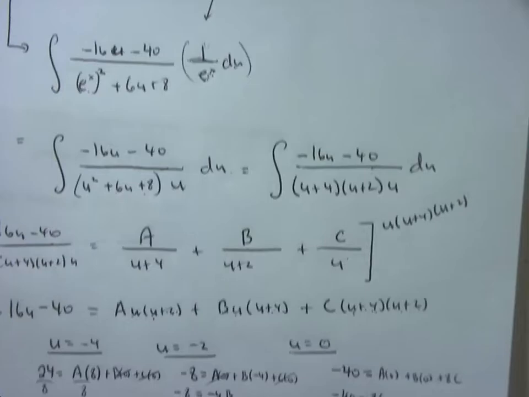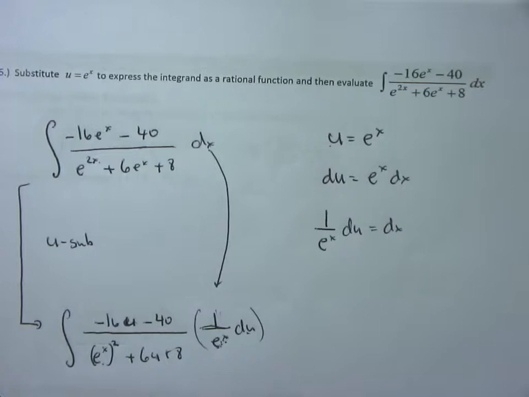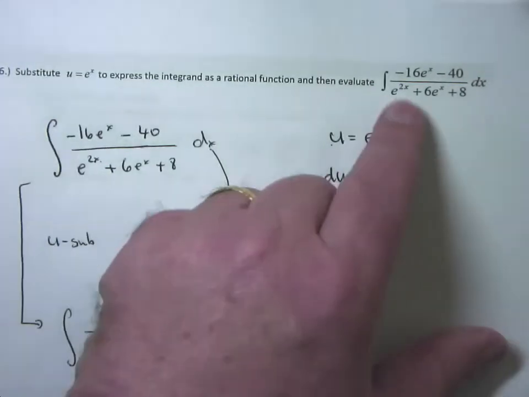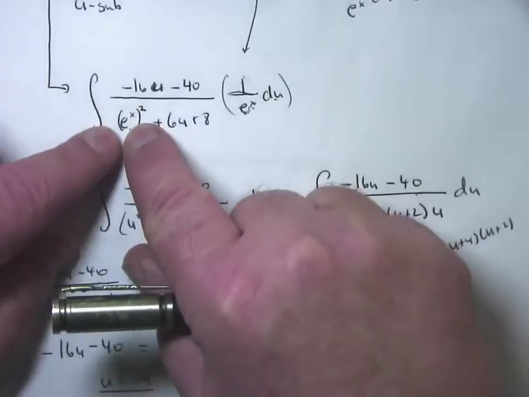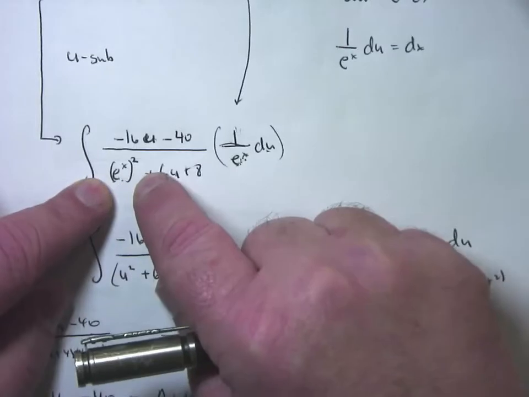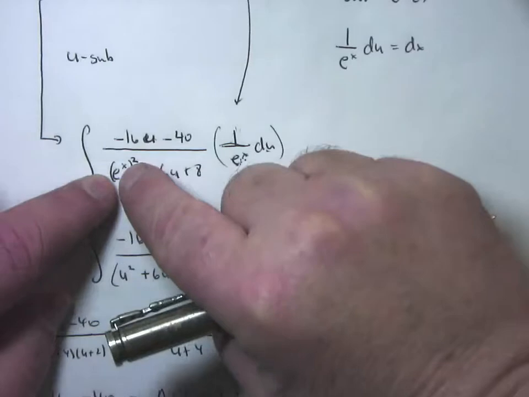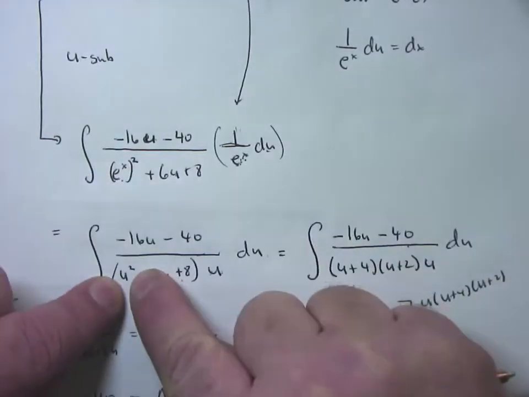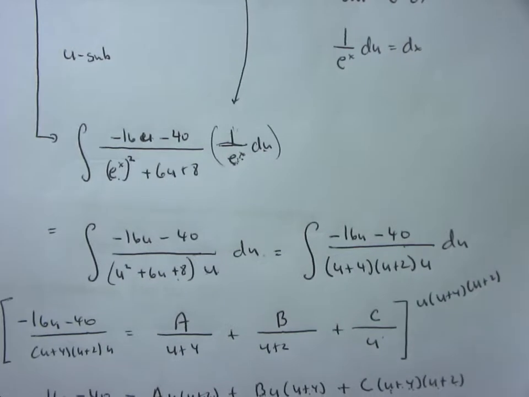Yes, ma'am. E to the 2X. Oh, the e to the 2x. Okay, e to the 2x, over here, I rewrote e to the 2x as e to the x squared, because a power to a power, you multiply. So e to the x squared is the same thing as e to the 2x. And when I'm substituting, remember, u was e to the x, there's the e to the x, and that's where the u squared showed up. Does that make sense?